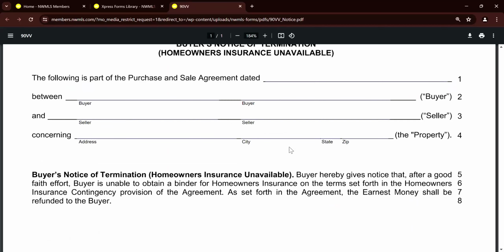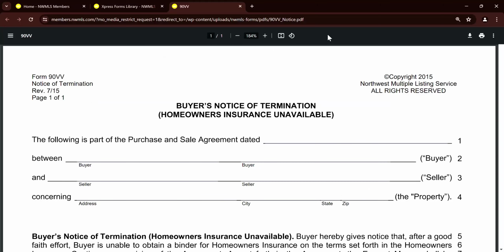Then they can walk based on that contingency. We did go over that form probably a few months back. But here's the notice for termination that the homeowner's insurance is unavailable. Buyer hereby gives notice that after a good faith effort, buyer is unable to obtain a binder for homeowner's insurance on the terms set forth in the homeowner's insurance contingency provision of the agreement. As set forth in the agreement, the earnest money shall be refunded to the buyer.